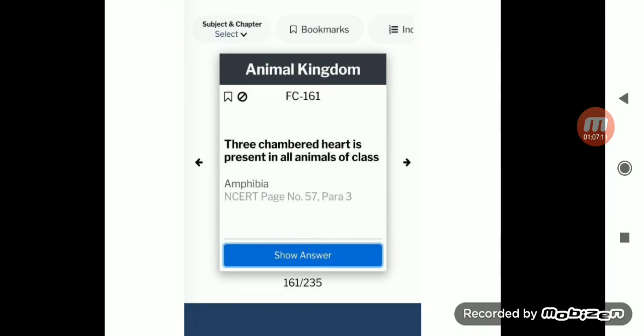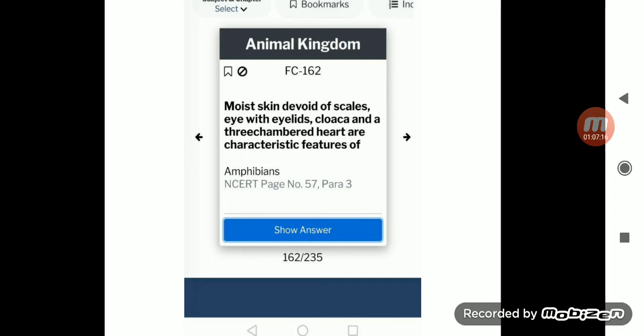Moist skin devoid of scales, eyes with eyelids, cloaca, and a three-chambered heart are characteristic features of amphibians.